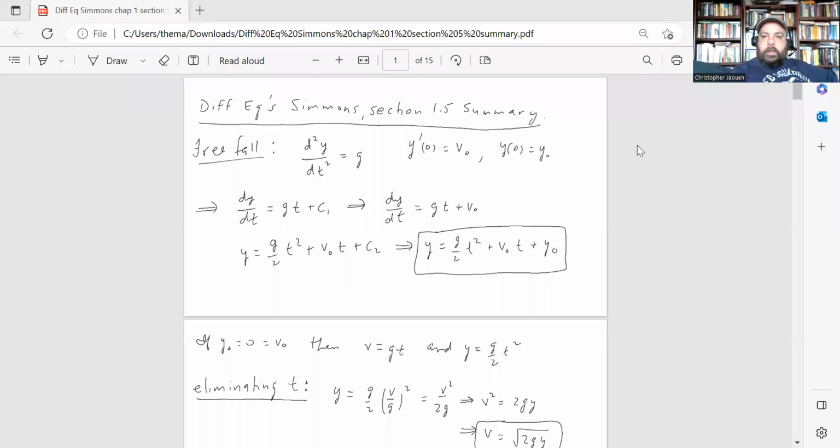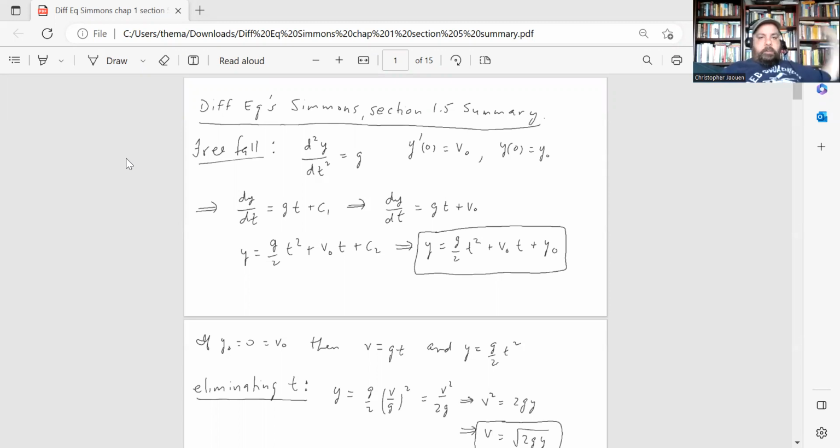Let me bring up my notes for the section. Okay, so here are my notes. Section 1.5 is on free fall, and he does an example on the motion of a pendulum.